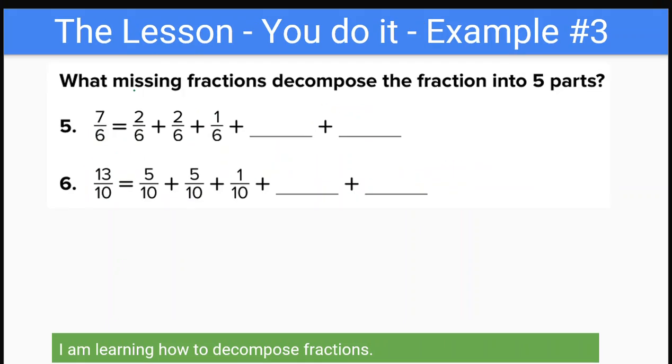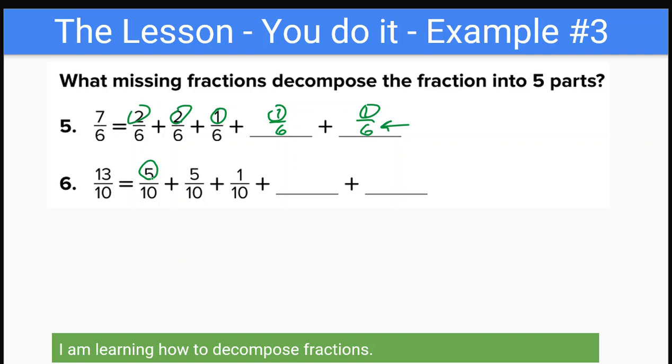All right, what missing fractions decompose the fraction into 5 parts? Well, they got 7/6. All right, fine. They say it's 2/6 plus 2/6, that's 4/6, plus 1/6 is 5/6. Well, if we're using two more, the only thing we can do is 1/6 here and 1/6 here. Okay, 2, 4, 5, right? 6 and 7, and they're all sixths. So it's 7/6.